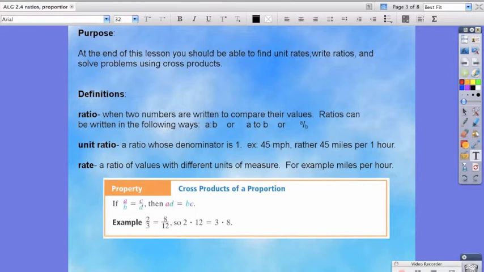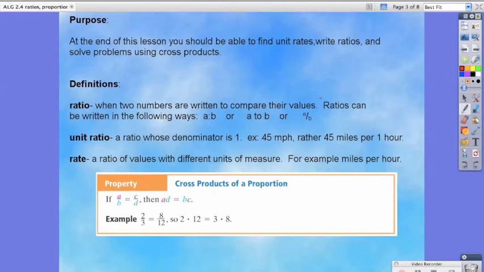using cross products. Now, to look at a few definitions, let's start off with ratio. Now, a ratio is when two numbers are written to compare their values. Ratios can be written in the following ways. It can be written as A:B with a colon, A to B with the word "to" literally in between, or A/B, which in this case might look a little weird, but it is a fraction, or A divided by B is another way you might read it.